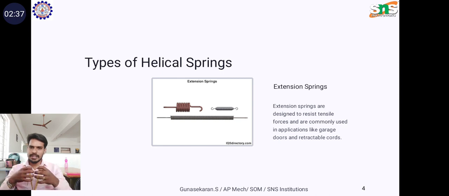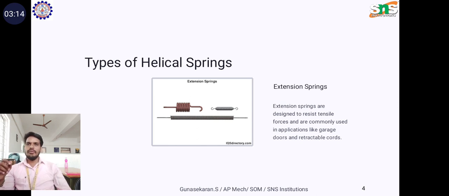Tensile force when pulled apart means the spring increases in length when pulled. They are made from round wire, with loops or hooks at the ends to facilitate attachment. Extension springs store mechanical energy by stretching under load and release it when the force is removed, returning to the original shape.